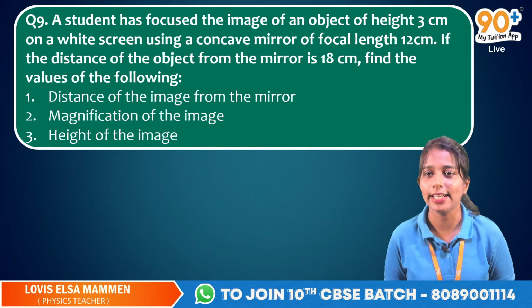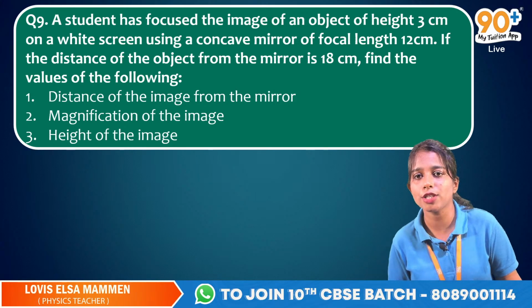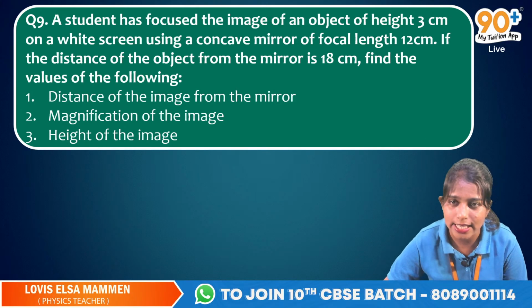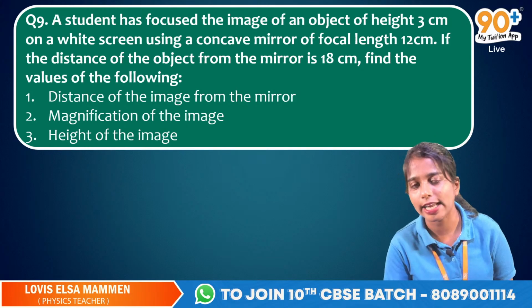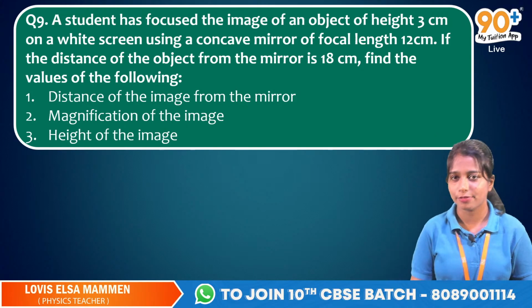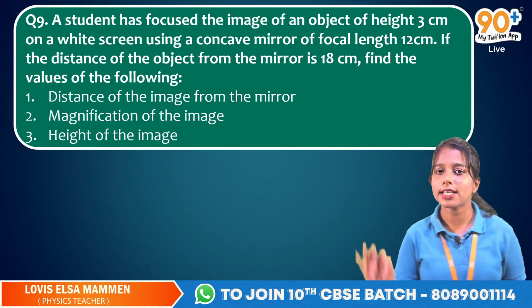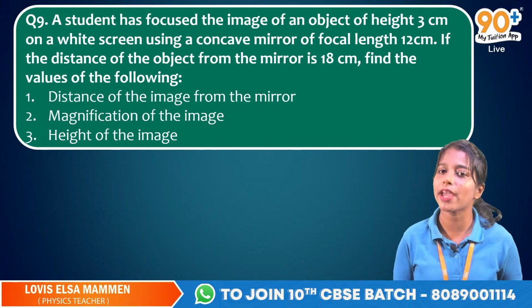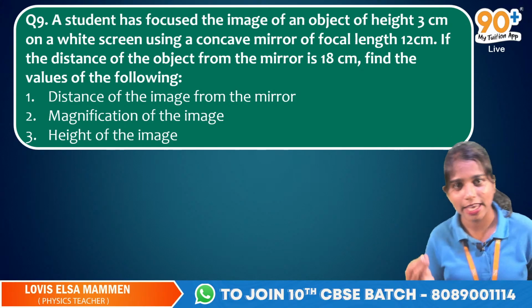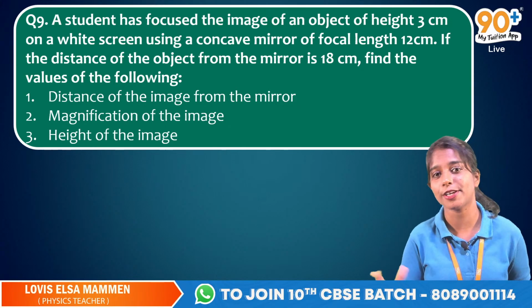Now here comes the last question. Question number 9. A student has focused the image of an object of height 3 cm on a white screen using a concave mirror of focal length 12 cm. If the distance of the object from the mirror is 18 cm, you are asked to find three things: the distance of the image from the mirror, the magnification of the image, and the height of the image.